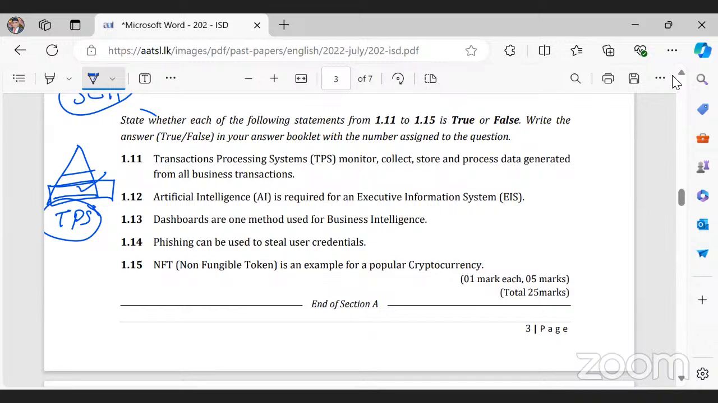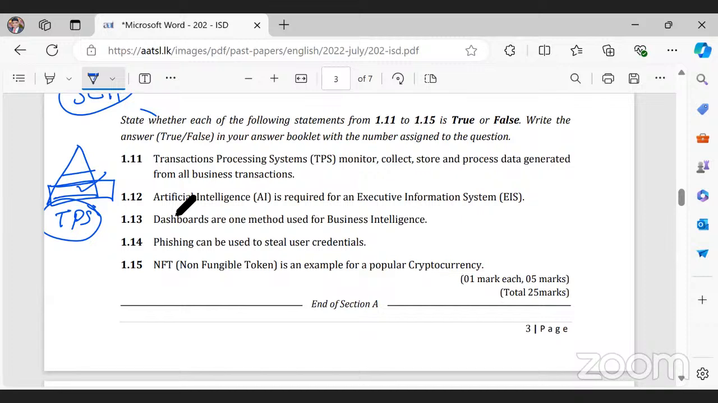Now, only if you know about all the characteristics of TPS can you say this is true. Not only for this type of question, sometimes you have to answer essay type questions also.